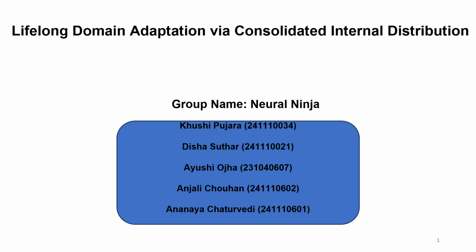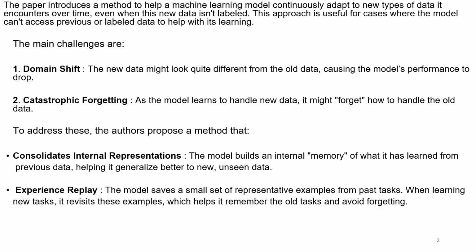Hello, today I am going to present one research paper, Lifelong Domain Adaptation via Consolidated Internal Distribution. The paper introduced a method to help an ML model continuously adapt to new types of data it encounters over time, even when this new data is not labeled. This approach is useful for cases where the model can't access previous or labeled data to help with its learning.